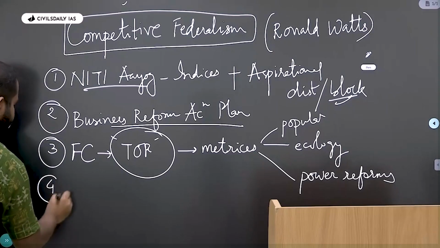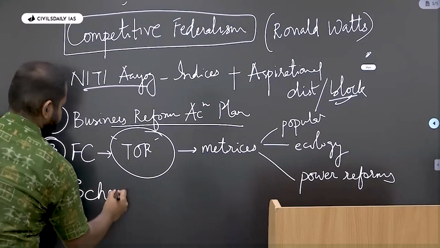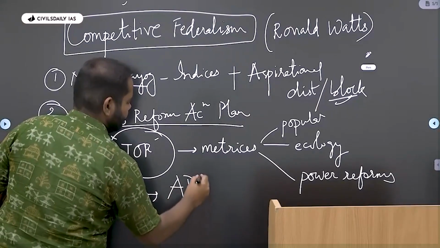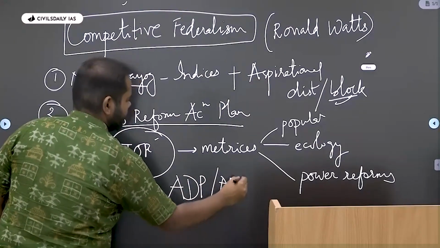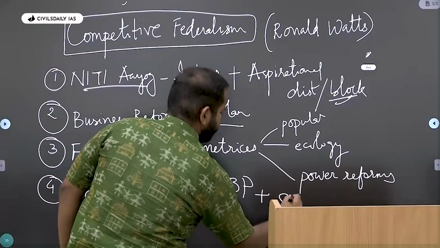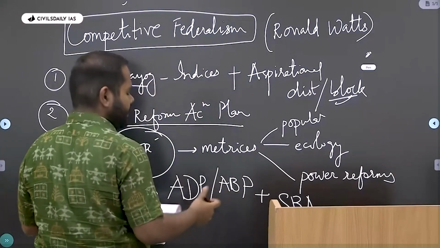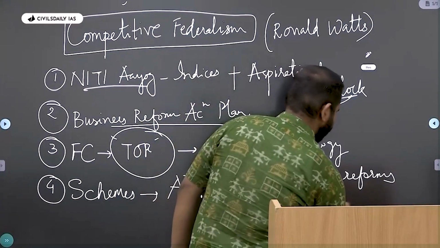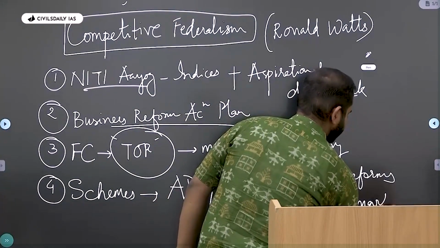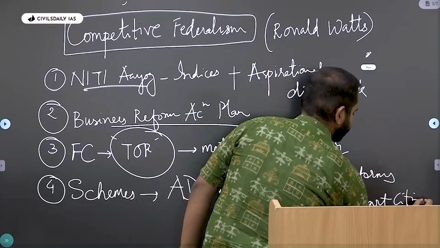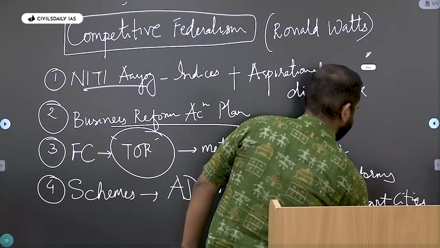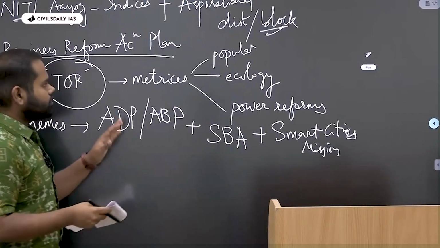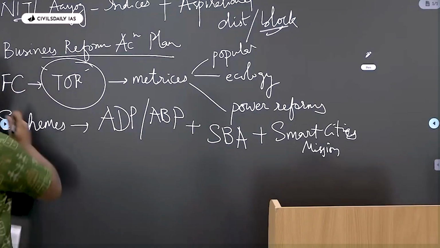Then we have the schemes. Again, we have the Aspirational District Program or Aspirational Block Program. We have the Swachh Bharat Abhiyan, which fosters competitive federalism as well. We have similarly the Smart Cities Mission, which has its ethos embedded in competitive federalism as well. So these are the ones that manifest competitive federalism that you can keep in mind.